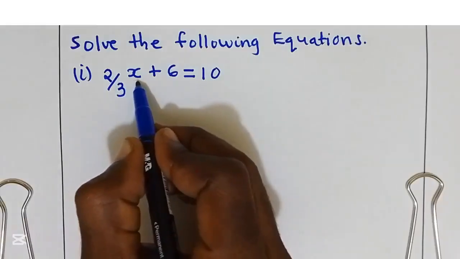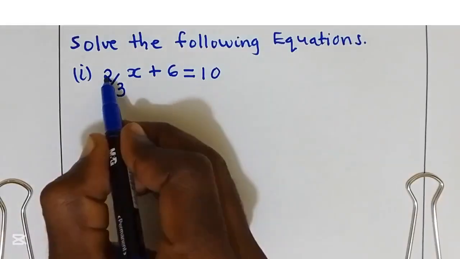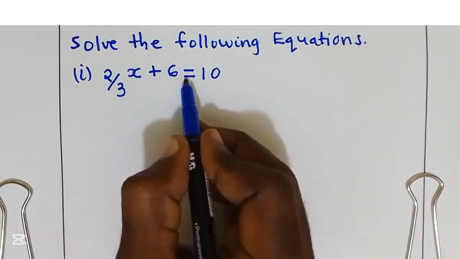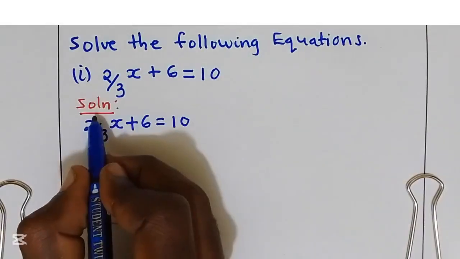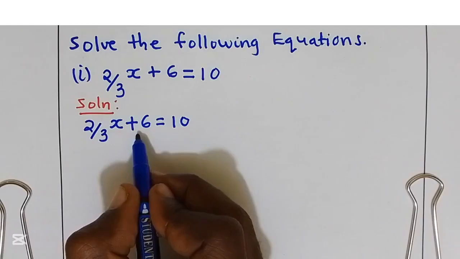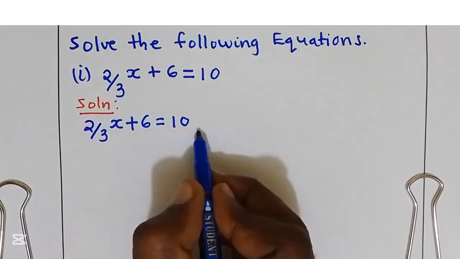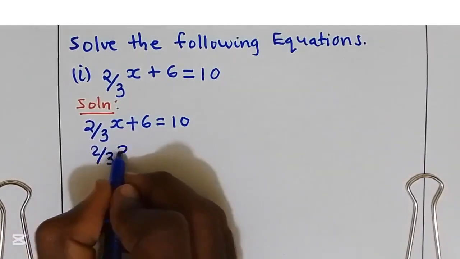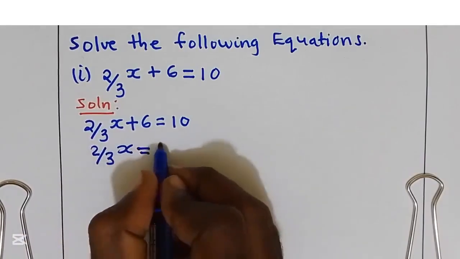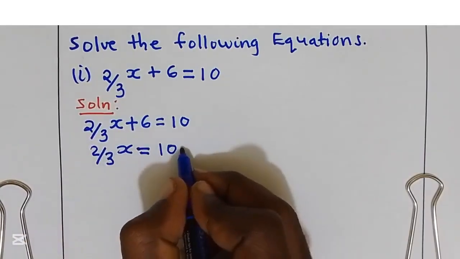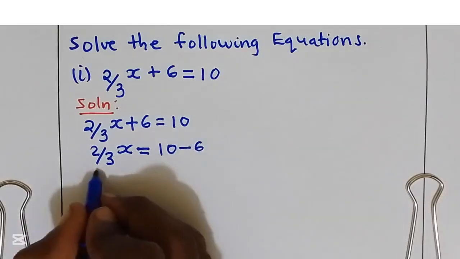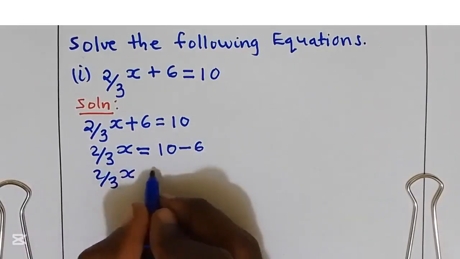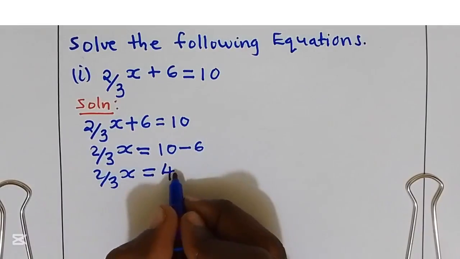We need to solve for x and have given to us 2 over 3x plus 6 is equal to 10. Let's work on the solution. I'm going to subtract 6 from both sides. 2 over 3x is equal to 10 minus 6. 2 over 3x is equal to 4.